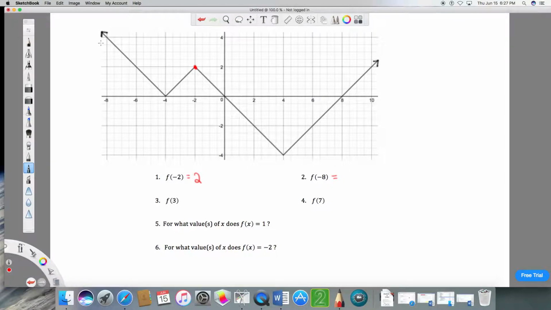-8, here's the point on the graph that has an x-coordinate of -8, and the y-coordinate is 4, and that's what it's asking for.